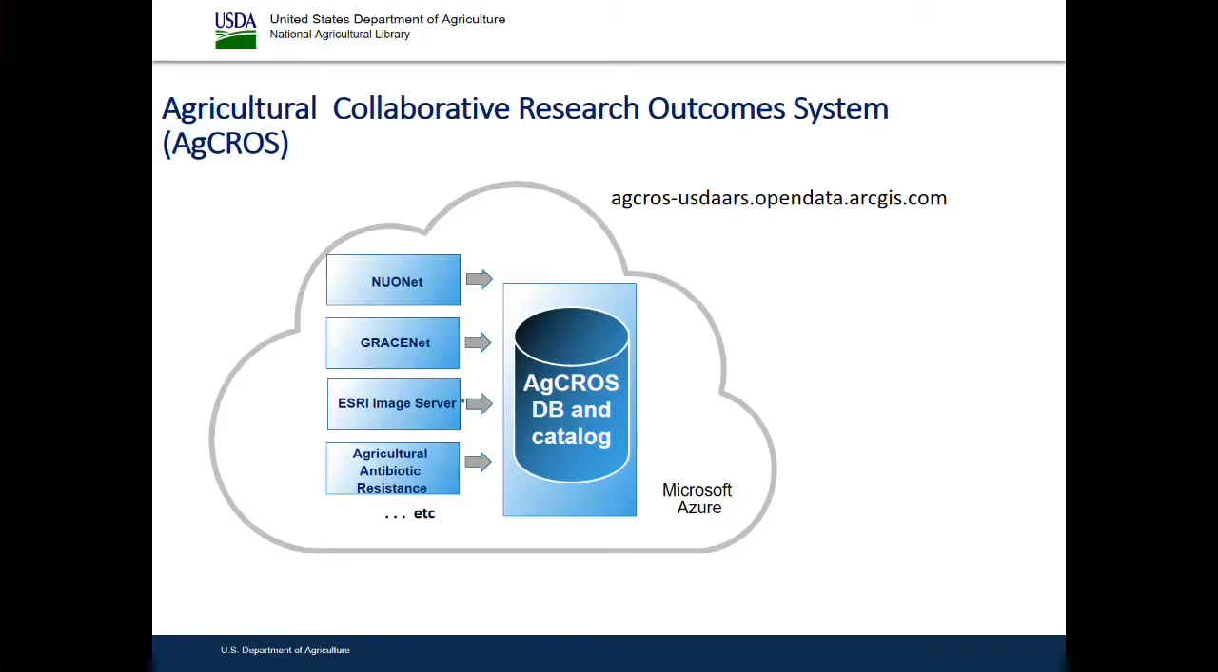So GraceNet has been around for a while. It's greenhouse reduction and something conservation. I'm not sure what it stands for. NuoNet is nutrient research. That's starting to become a thing. And then here's another one, agricultural antibiotic resistance. So these are a bunch of different, fairly disciplinary specific research communities that have now agreed to feed their data into AgCross, which at its heart is both a catalog of all these different data sets, but also they are moving towards integrating the data into a single database.